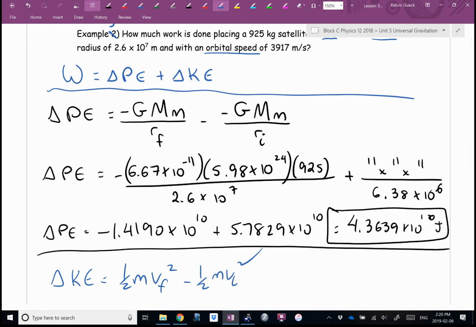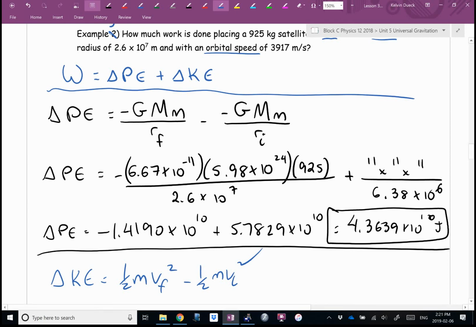V final squared would be v orb. Now, I gave you the orbital speed. If I wanted to make this even longer, I wouldn't have given you that. If you know the orbital radius, can you figure out the orbital speed? Gravity is what's pulling me in a circle. V orb equals the square root of, I think it was big G, big M over R, but I'd have to derive it. You could actually have calculated this. I did it for you, but for what it's worth, that would be yet one more step.